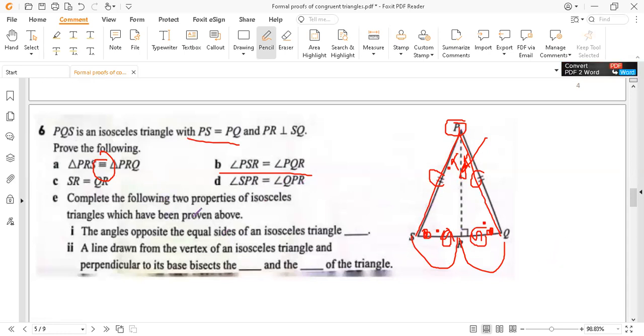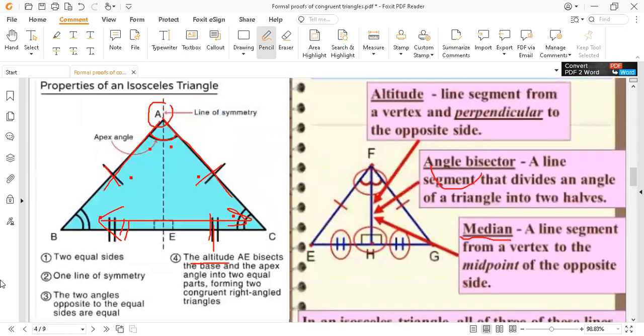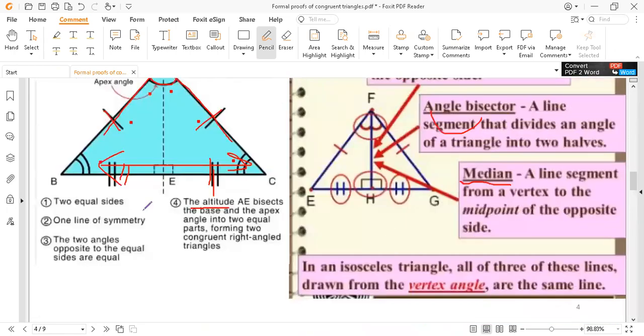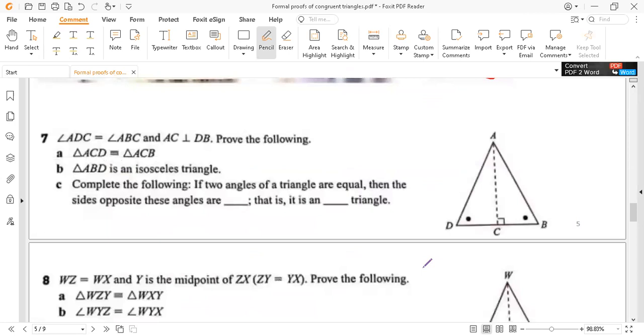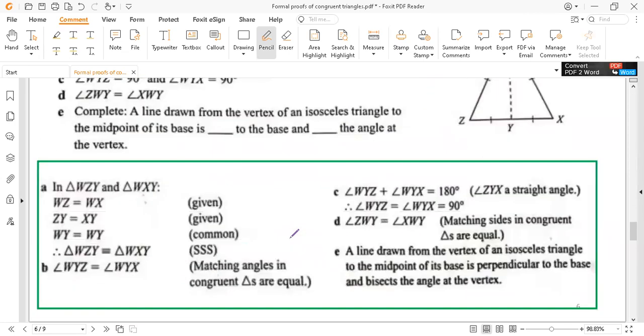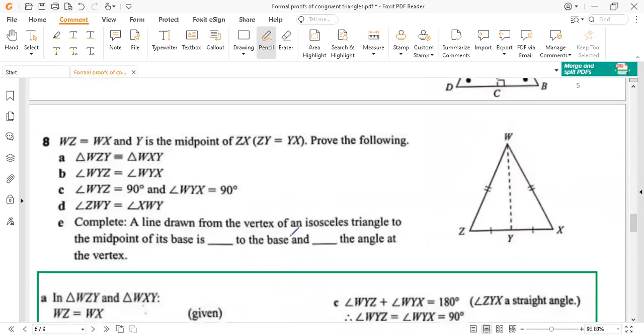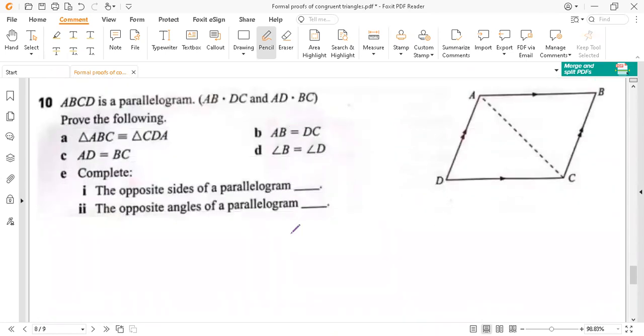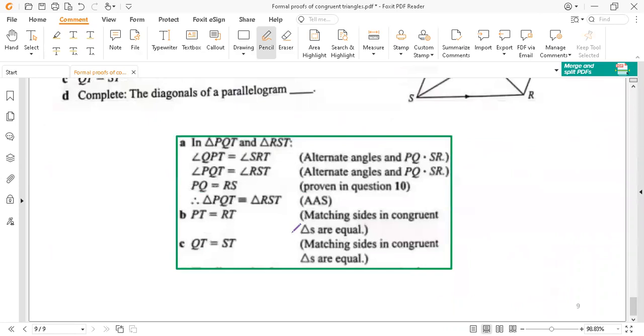Also we can complete the following property: the angles opposite the equal sides of an isosceles triangle are equal. It is a property you can memorize. All the results here you can memorize ahead, before starting the analysis or giving the results. So it is very important to assess yourself with the following exercises.